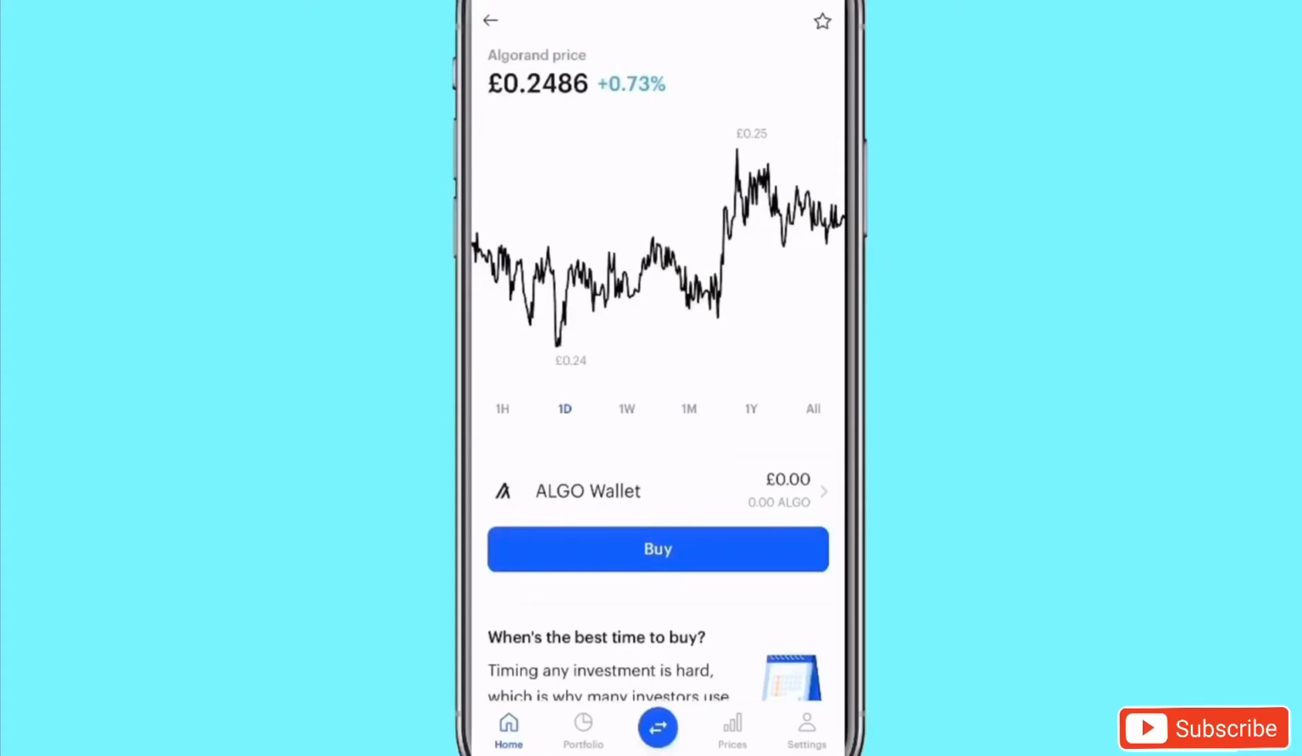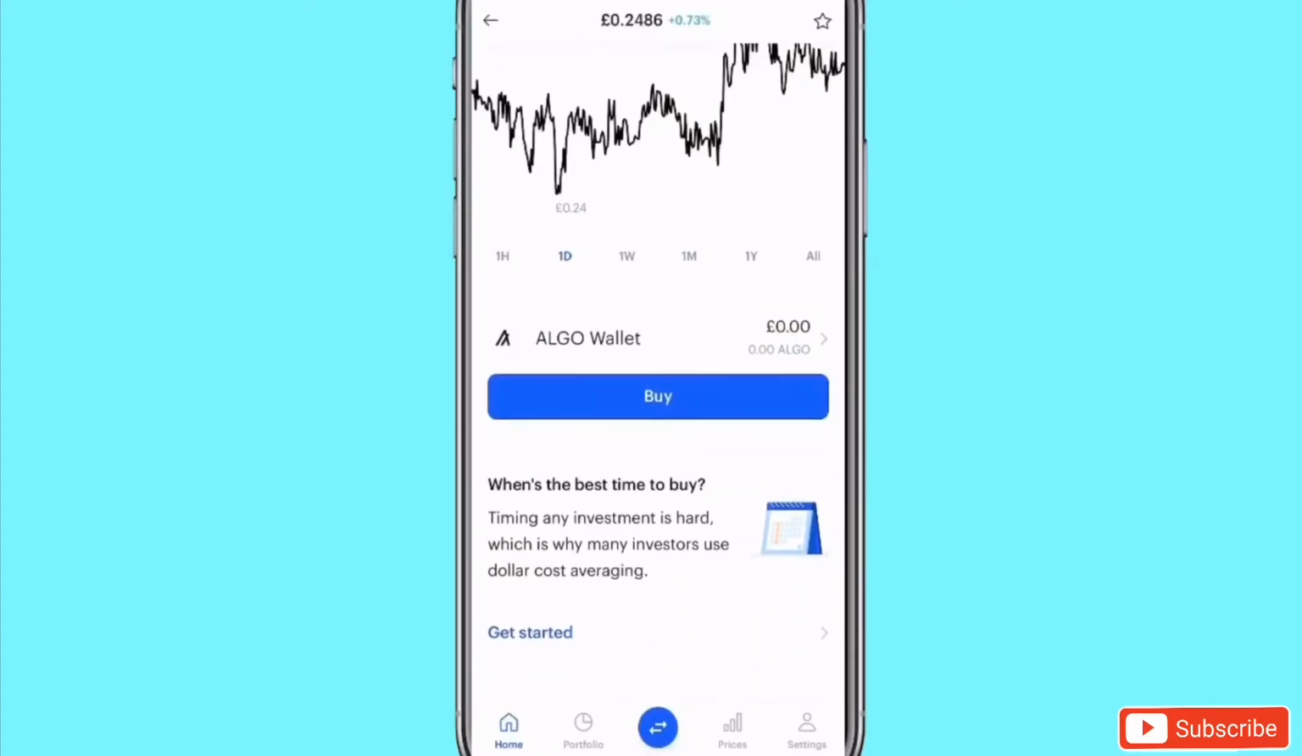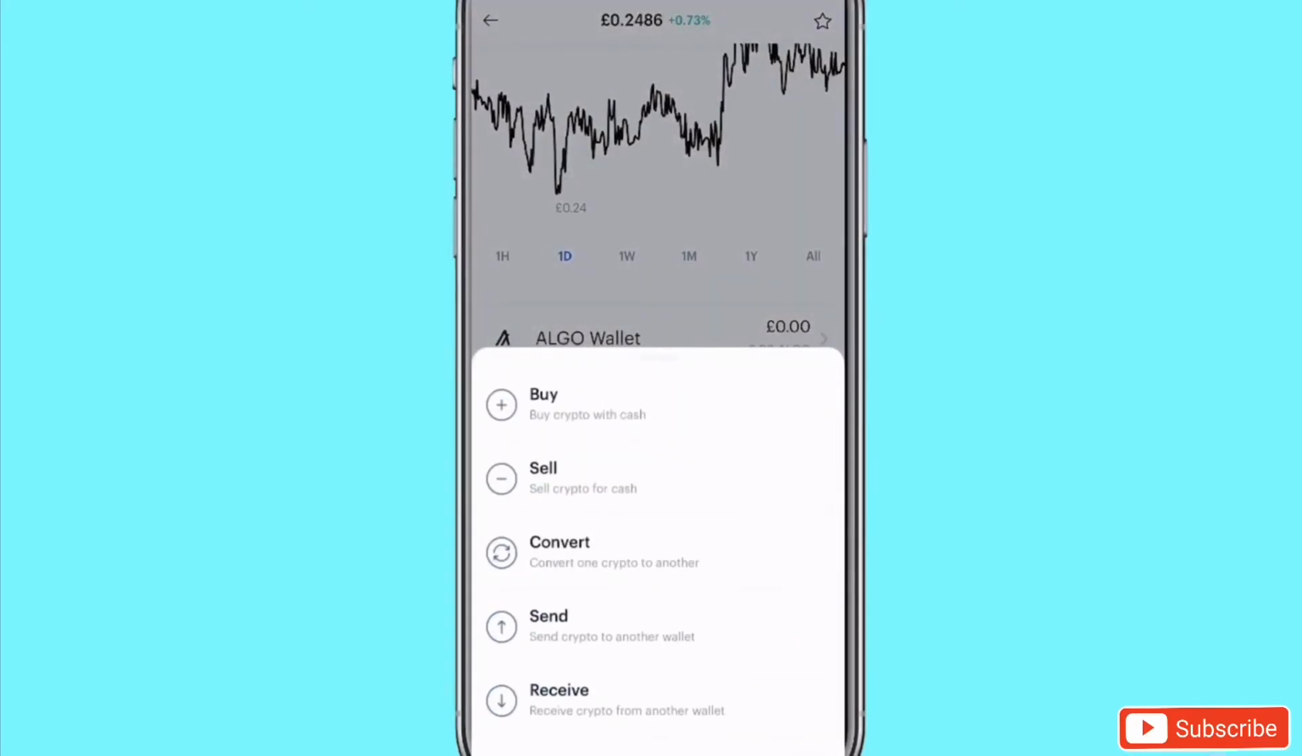So buying crypto on this platform really is simple. This middle button here, this double arrow, this way you can either buy, sell, send it or receive it.